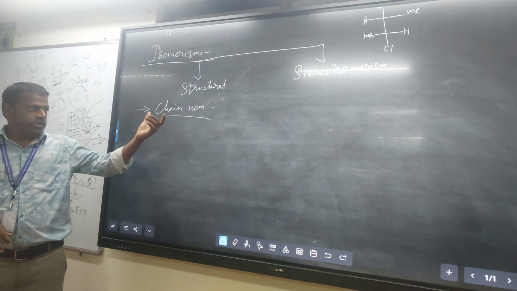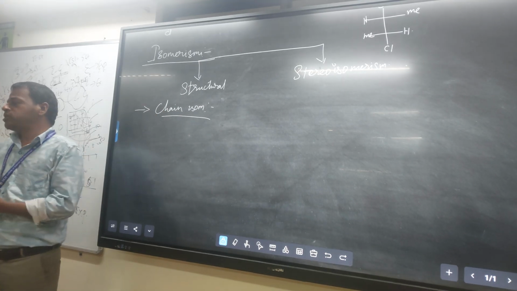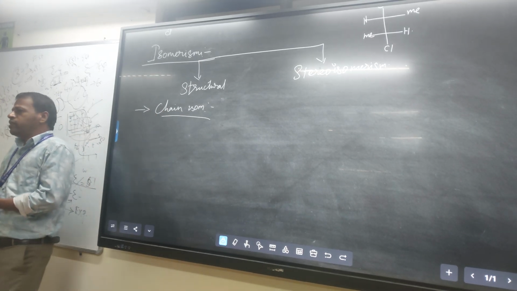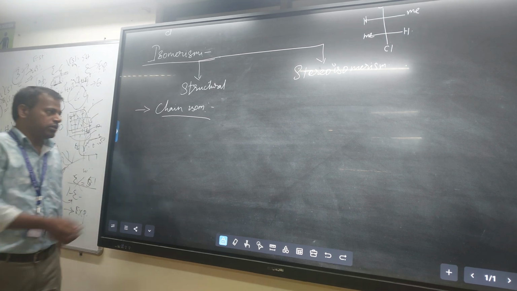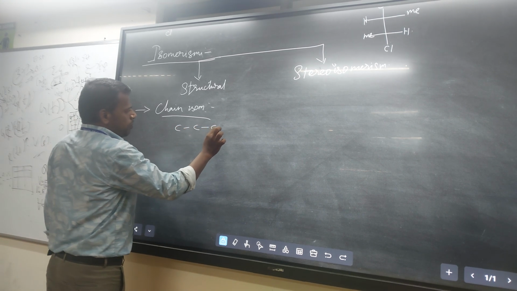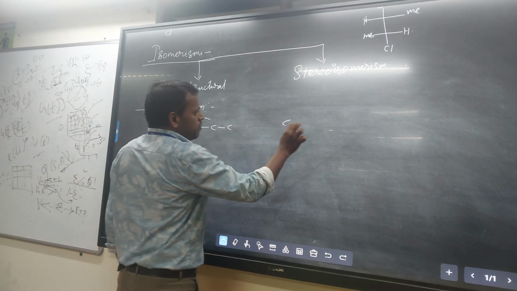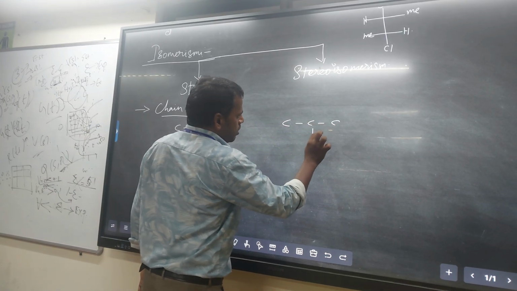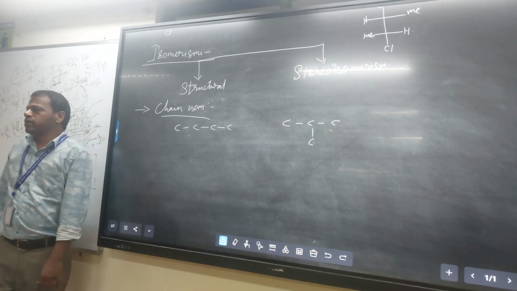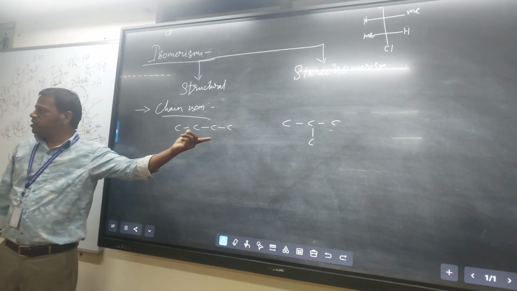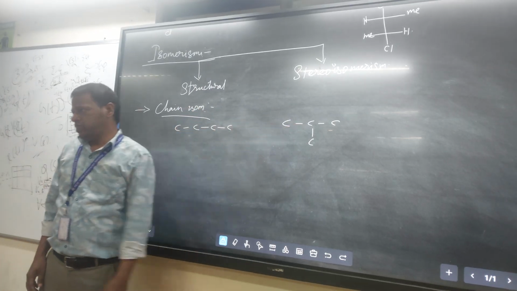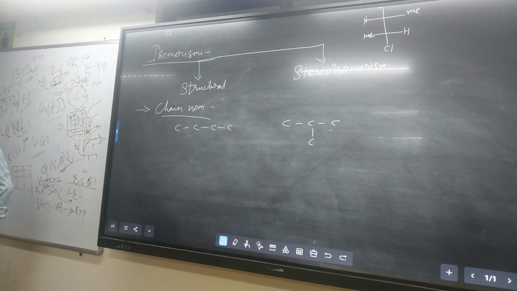In that, first is chain isomerism. Chain isomerism means the chain length is varying. To take an example, methane, ethane, propane, butane. The chain length will be varying. Here 4 carbons are in the chain, but here 3 carbons are in the chain.